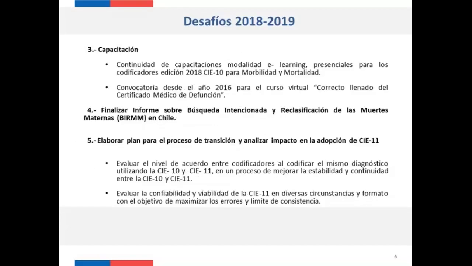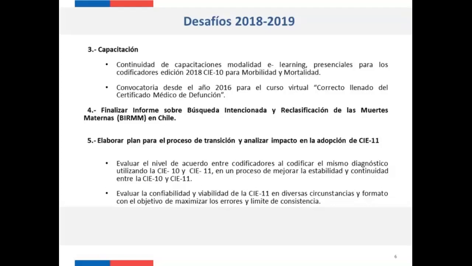Among the challenges we have, we also have a document that is really important for us and that we are still unable to submit. It's about the reclassification and intentional search for maternal death. We are still not estimating this maternal mortality, and we have to finish this document so it can be submitted to the interagency group. So once and for all, we don't do these estimates because we believe we don't need such estimation, and this is something we have to do.